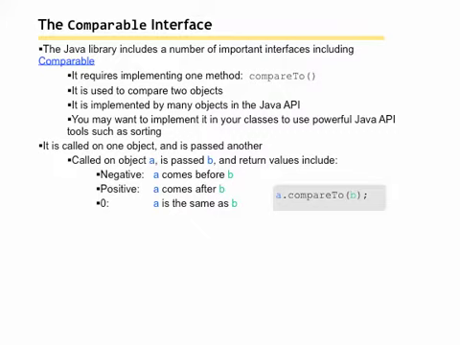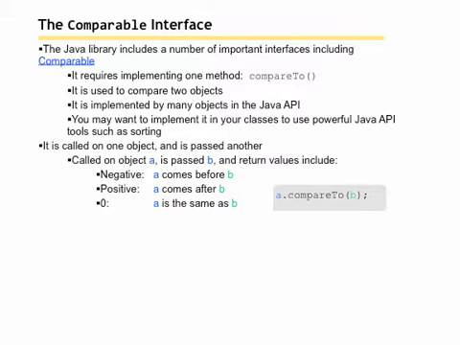The Comparable interface is part of the Java library, and it requires implementing one method, a compareTo method. And that compareTo method is used to compare two objects. It is implemented by many of the classes in the Java API, and you might want to implement it in your classes to have access to the powerful Java API tools such as sorting. We'll look at that in just a moment.